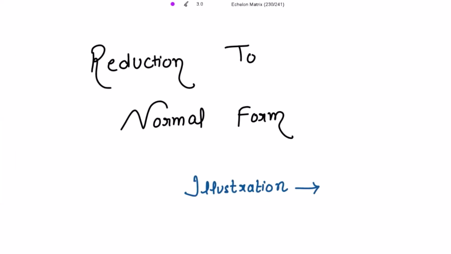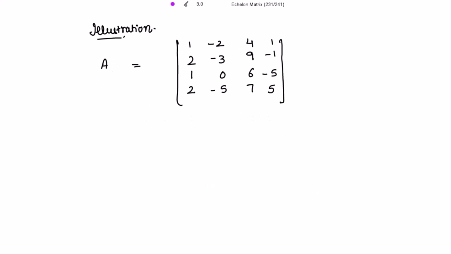The normal form, we are going to take an example for this. For the illustration, let A be your matrix, and it's a 4 by 4 matrix, having number of rows equal to 4 and number of columns equal to 4. Let's apply the row and column operations to this matrix to get the matrix in a normal format.